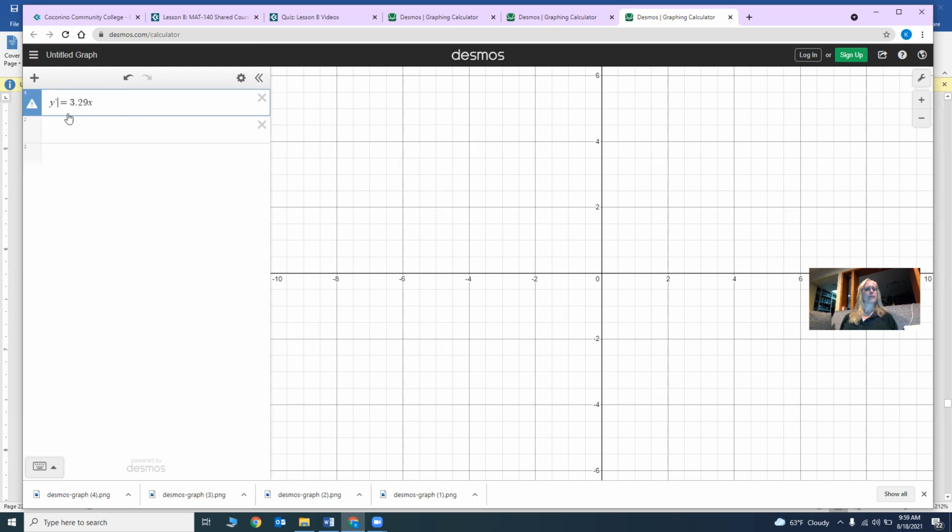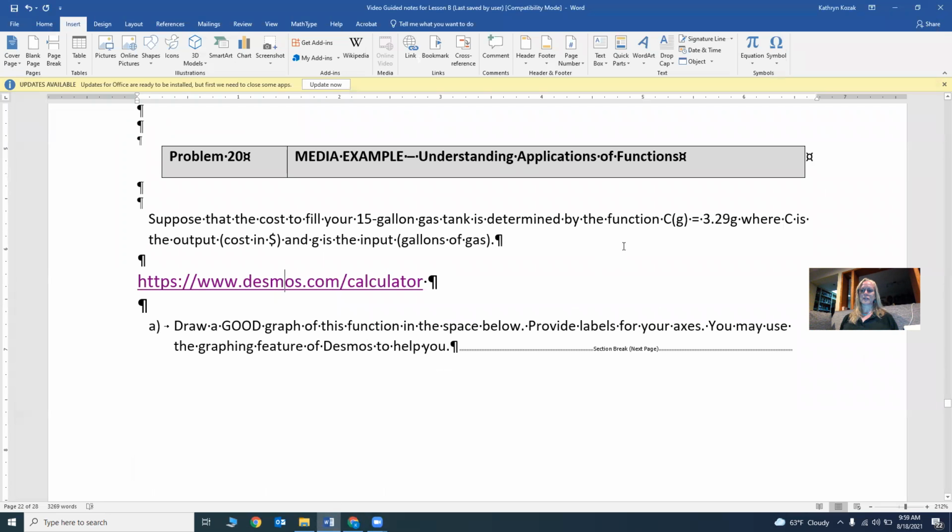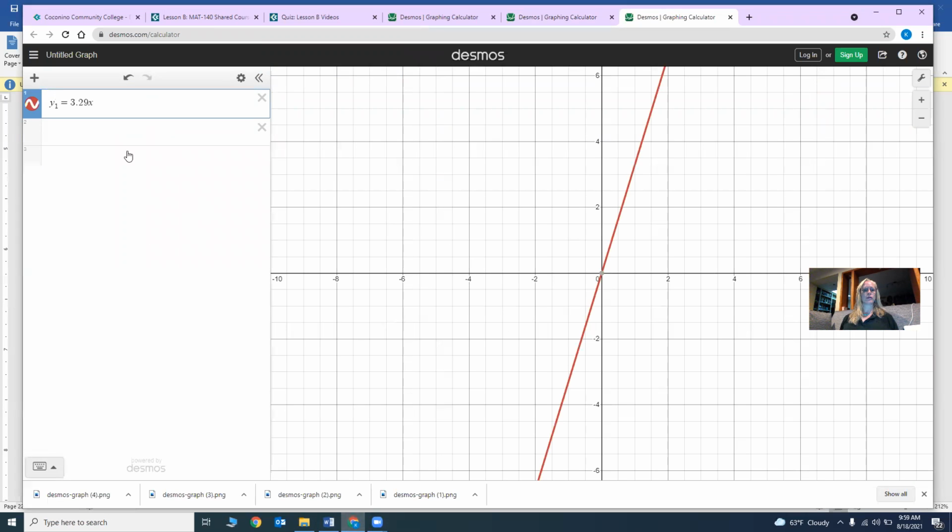Oh, I typed something wrong here. That's why it didn't come out. Okay, so here's my y1, and let's just make sure that was the right function. The right function is 3.29. Again, you can't use the letter G, you have to use the letter x, but everything else looks okay. But this doesn't look like a very good graph, so we can't see a lot of what's going on.